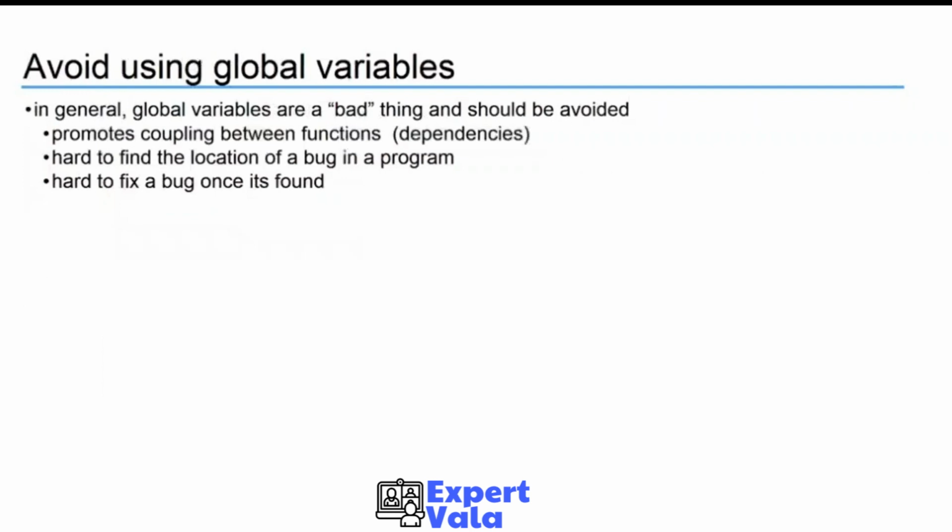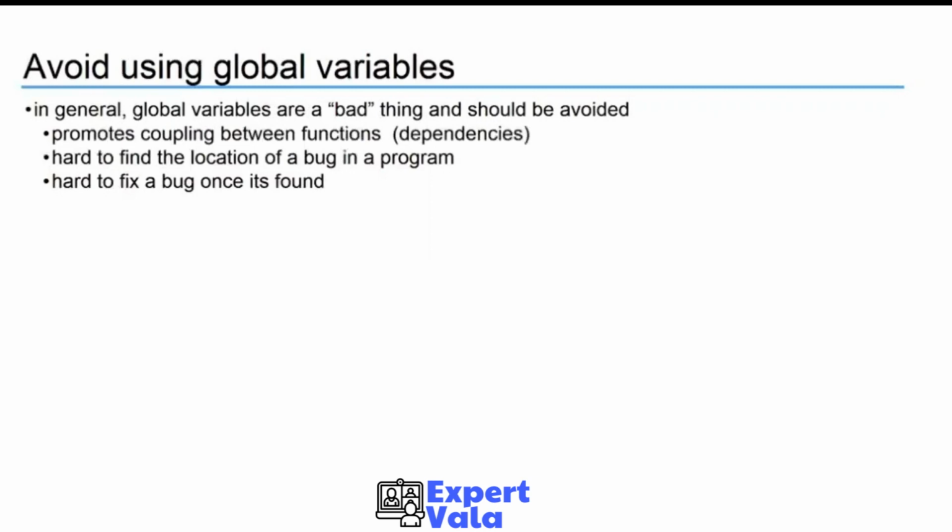The reason global variables are bad and why you should avoid them is because they promote coupling between functions. What does coupling mean? Coupling means dependencies. If you have a global variable and it's being used by four functions, that means each one of those functions could be dependent on the other functions.